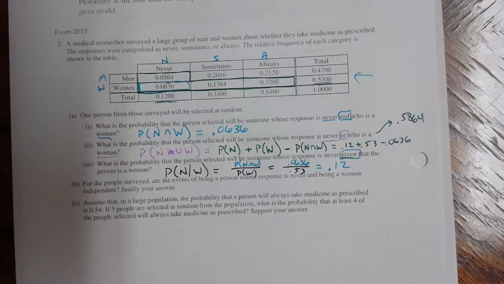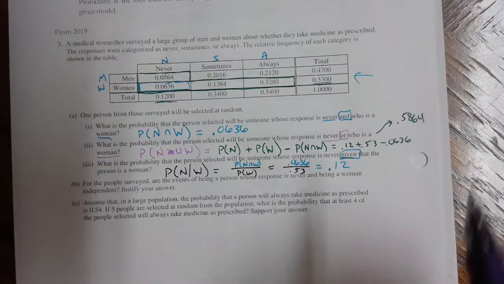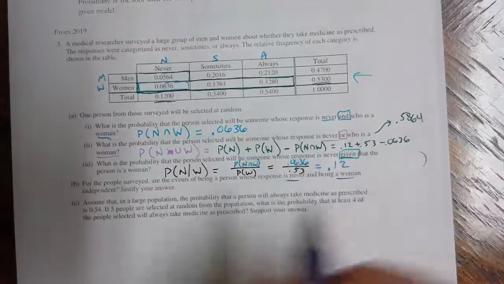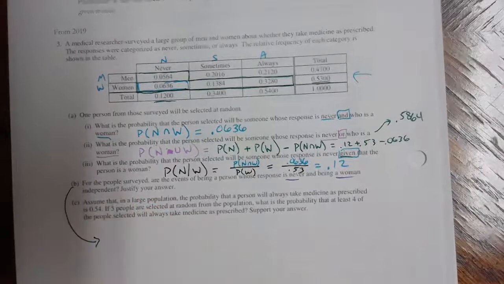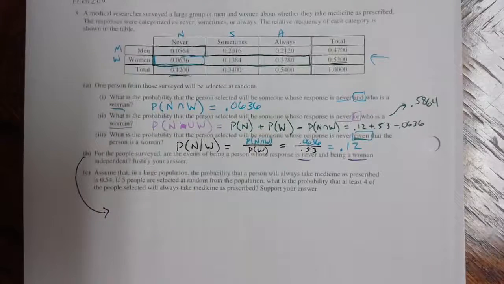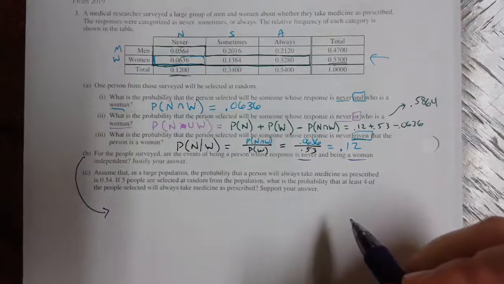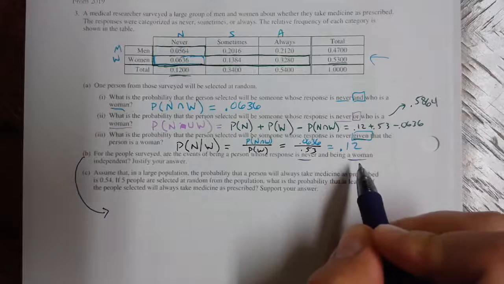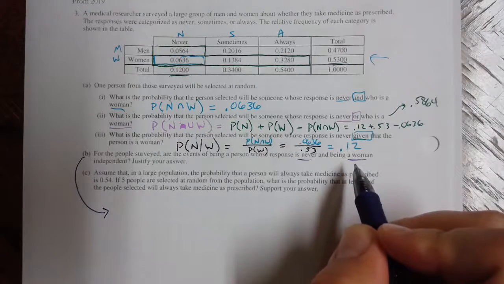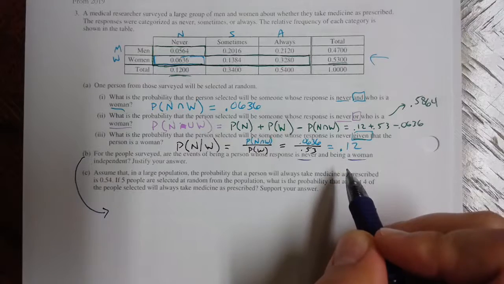For the second part, for the people surveyed, are the events of a person who responds never and being a woman independent? So this is where you get a couple of choices. I'm going to use some of the responses that we had up there from part A. But when you check for independence, basically what you want to do is just see if one of these events has an impact on the other one occurring. So we've done a lot of this work already, actually.